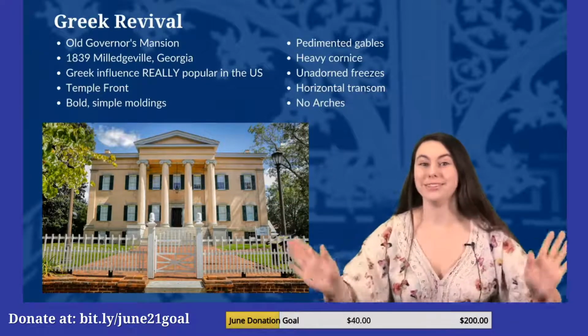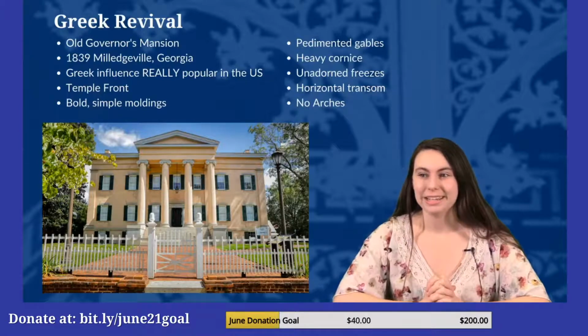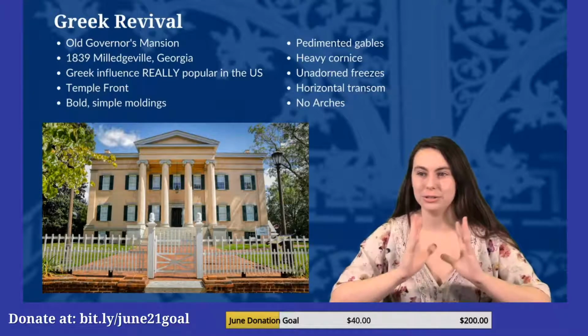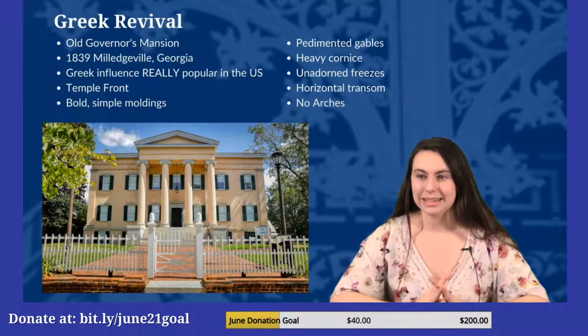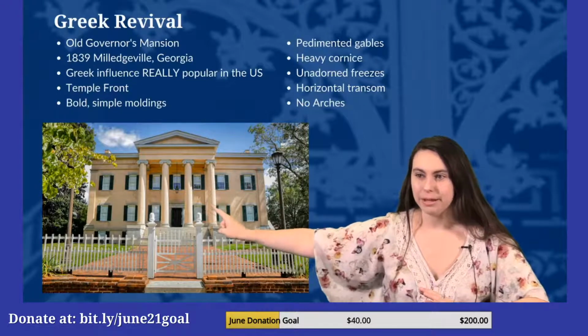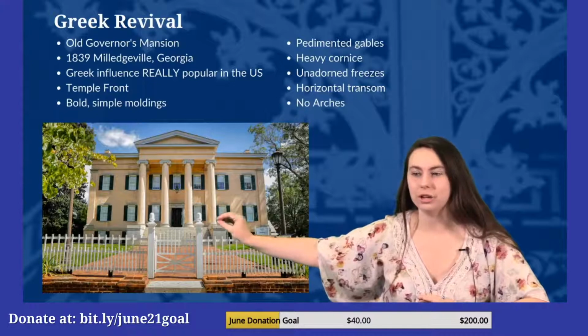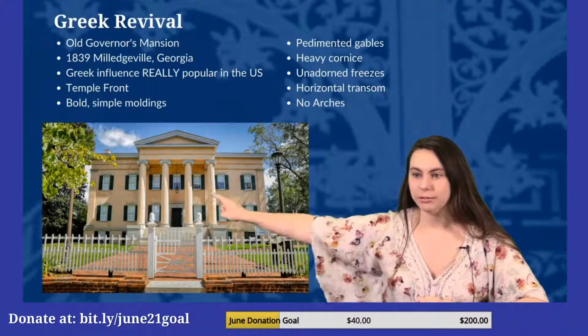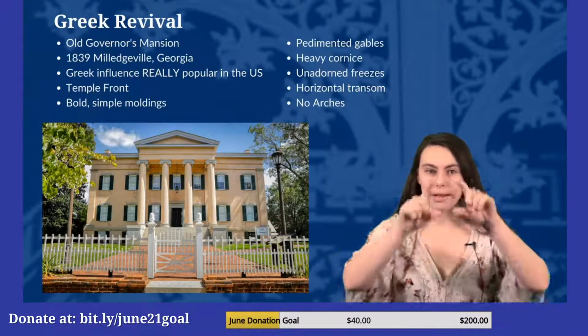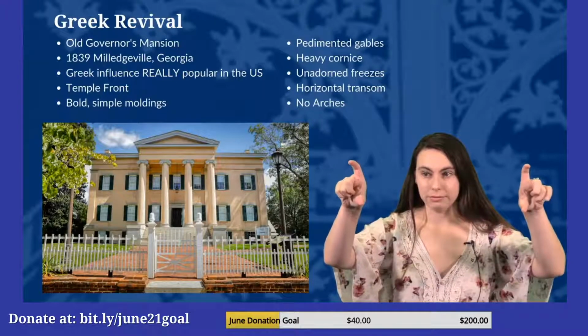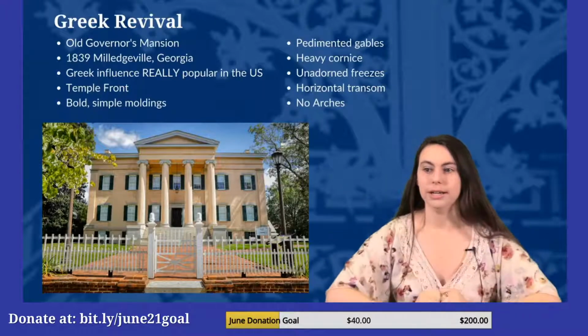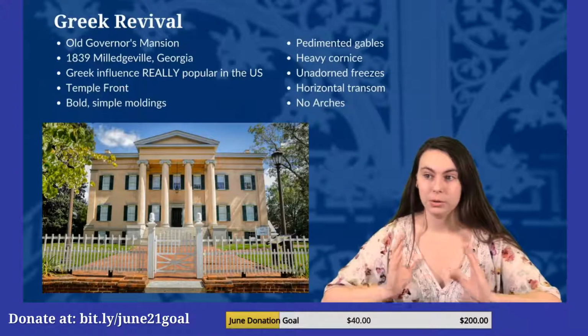And then no arches, because this is Greek. There's no rounded elements really. Even the pediments here are slightly rounded, but they're really not. Over the door, the fan lights go away. They are going to be trays of light over the door. They are no longer going to be rounded.